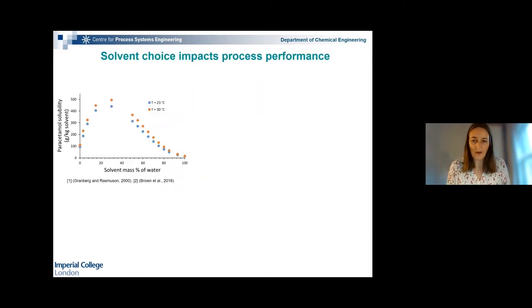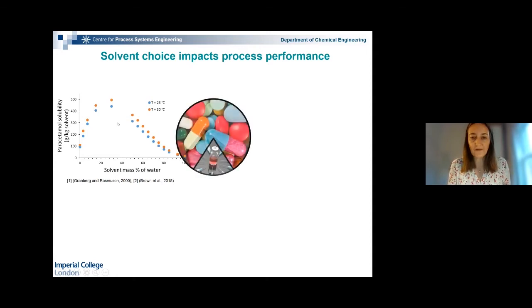So it will not come as a surprise to many of you that solvents matter when designing processes. And some work by Rasmussen and co-workers has shown that solubility, for example, is very much dependent on the choice of solvent, and that for solvent mixtures you can see a maximum in solubility. This is for paracetamol in mixtures of acetone and water, and you can do much better than acetone by adding a bit of water, even though paracetamol is barely soluble in water.